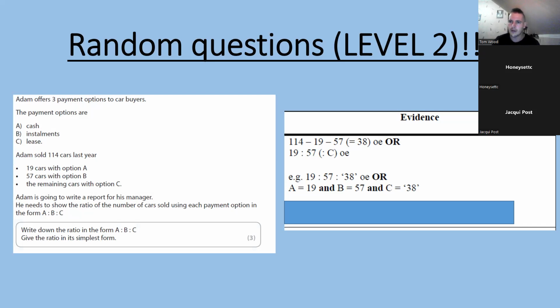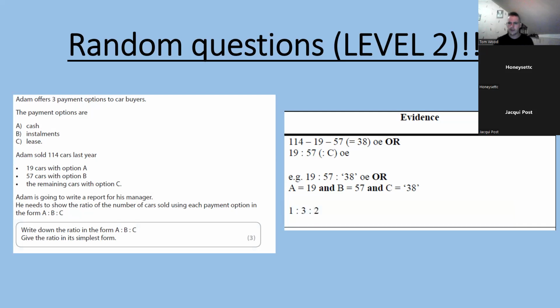If I do 19 divided by 19, I end up with 1. What I can then see is actually there's 2 19s in 38, and so on. So the simplified ratio of this will go to 1 to 3 to 2. So you can just look at the comparison between them. If part A is 1, there's 2 lots of that, or double that, for part C, and treble it for part B in the middle.